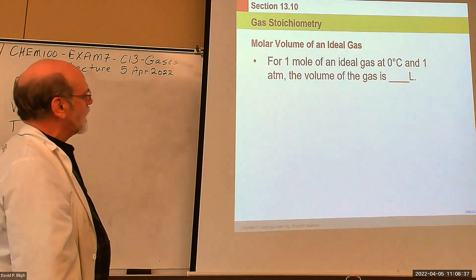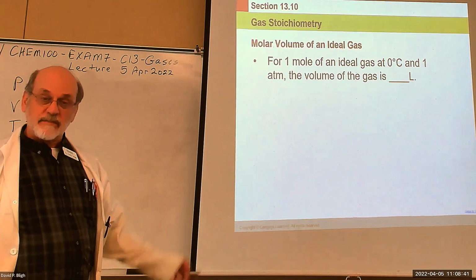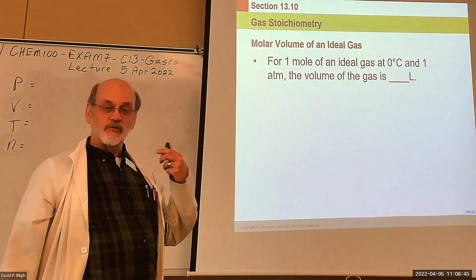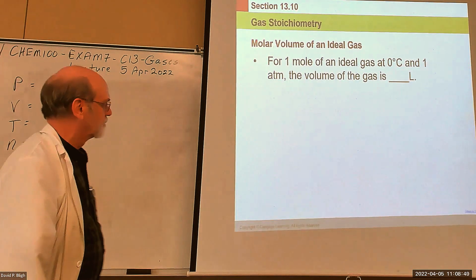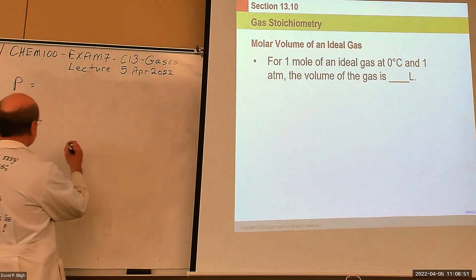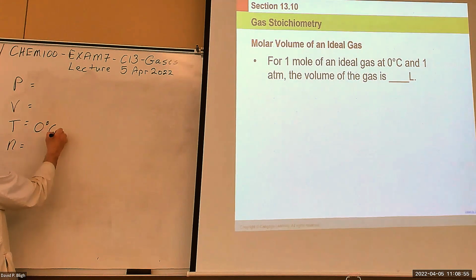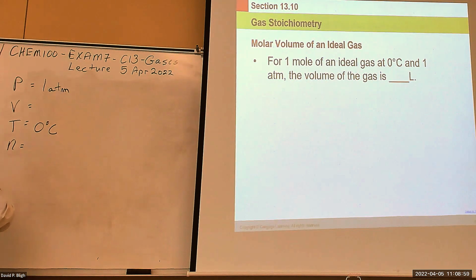So what's the molar volume of an ideal gas? What do we mean by molar volume? What volume does 1 mole of gas occupy at standard temperature and pressure? So for gases, standard temperature and pressure is 0 degrees C and 1 atmosphere. Okay? And we're looking for 1 mole.